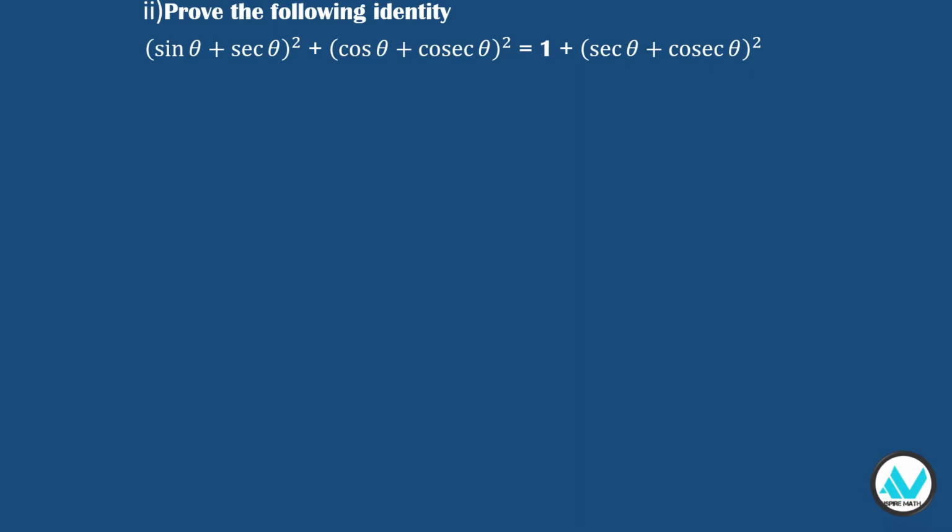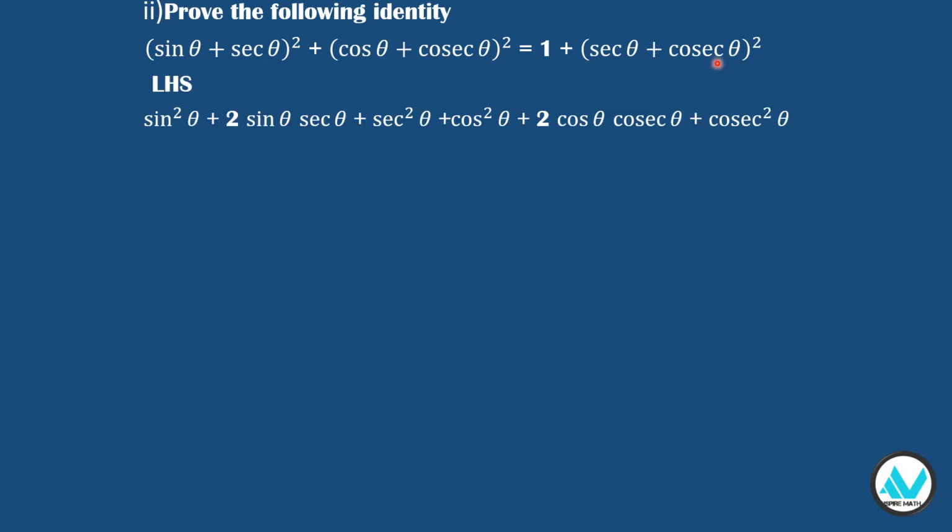Prove the following identity: (sin θ plus sec θ) the whole square plus (cos θ plus cosec θ) the whole square equals (1 plus sec θ plus cosec θ) the whole square. Now let me take the LHS. We all know that (a plus b) the whole square is nothing but a² plus 2ab plus b². So I am going to apply that: sin²θ plus 2 sin θ sec θ plus sec²θ.